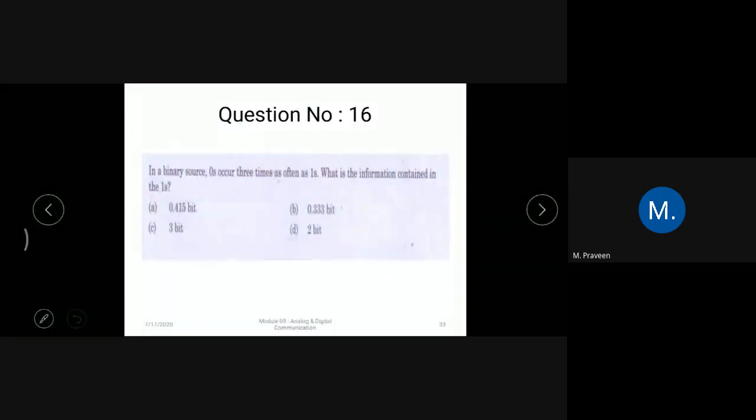Next, in a binary source, zeros occur 3 times as often as ones. What is the information contained in the ones? Now we saw a similar type of question two to three questions back, about entropy. This is about information in ones alone. There is a difference in both cases. Once again we should go for the probability. They have given two events, occurring 0 or occurring 1. Occurring 0 is 3 times as likely as occurring 1, which is 3 by 4, and the occurring of 1 is 1 by 4.